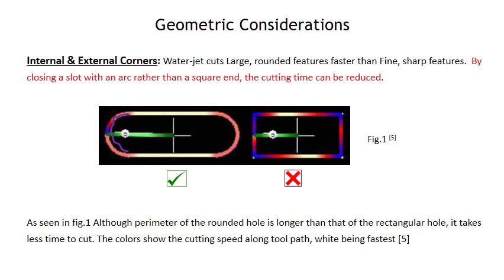Although the perimeter of the rounded hole is longer than the rectangular hole, still it takes less time to cut. The color shows the cutting speed along the tool path, white being the fastest, which shows that the left hand figure will be cut fast.